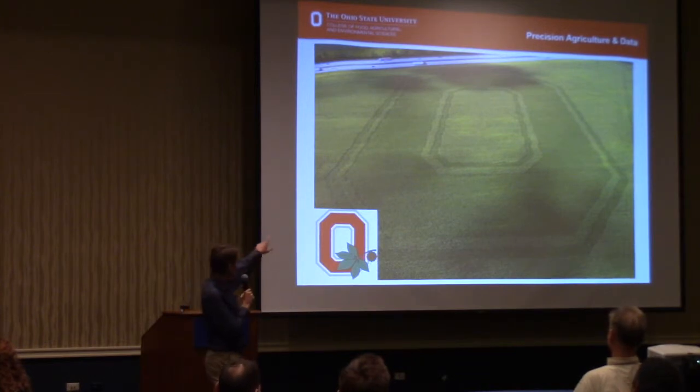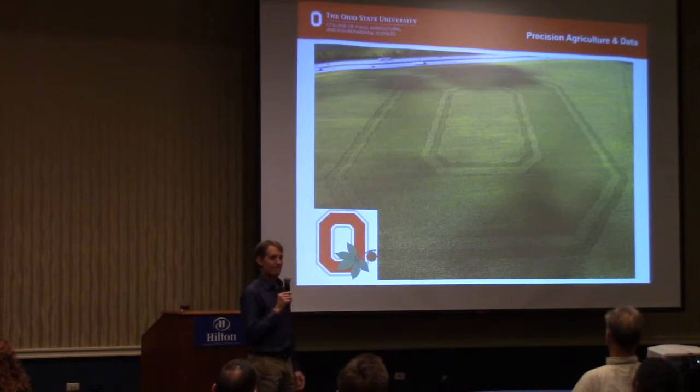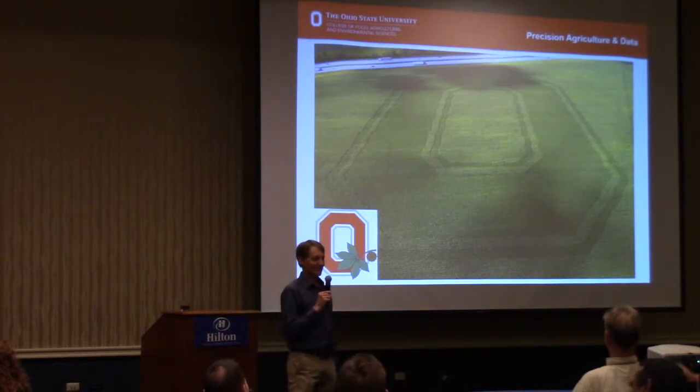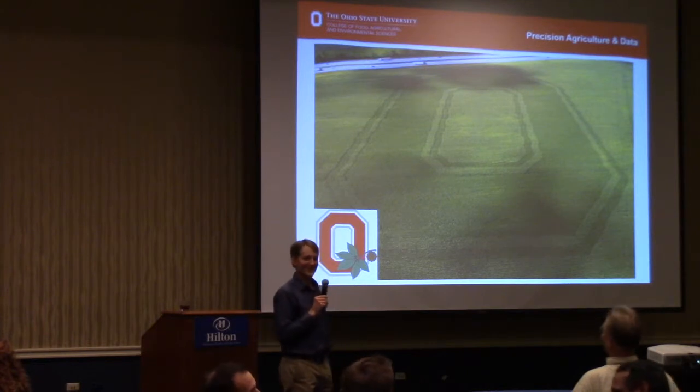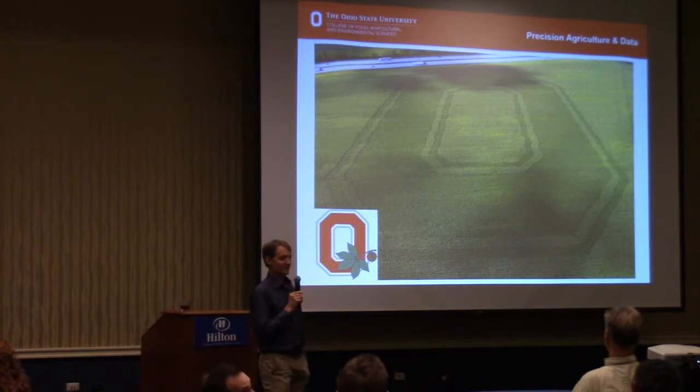Okay. So what's making this Block O? Sugar. We don't have much sugar cane in Ohio. Not fertilizer, nope. Corn. It's two different hybrids of corn, actually.